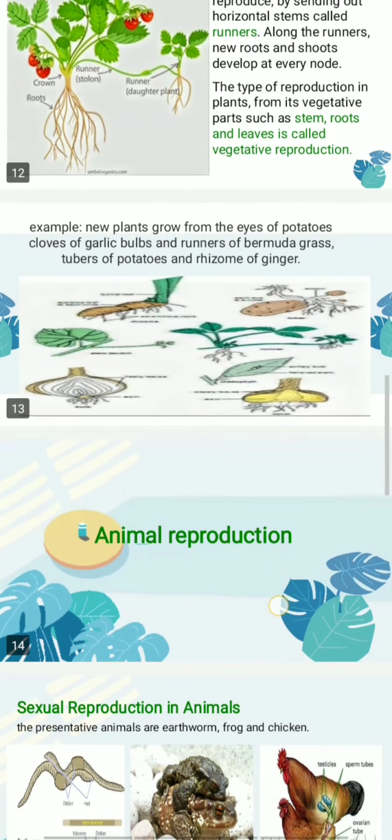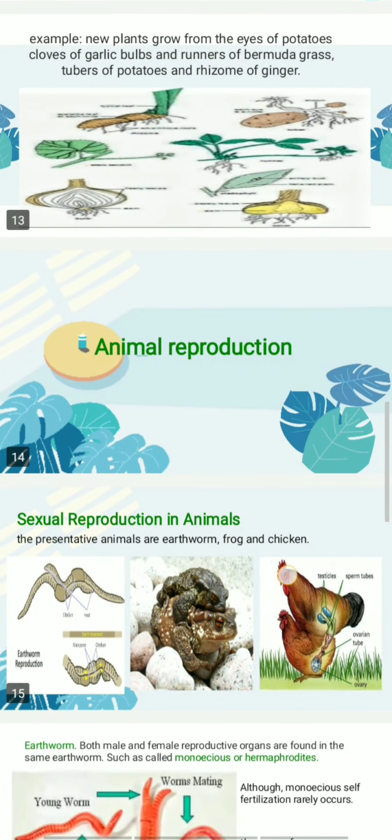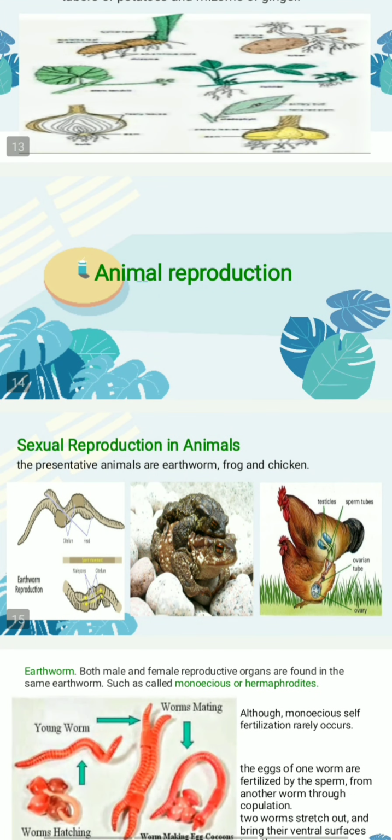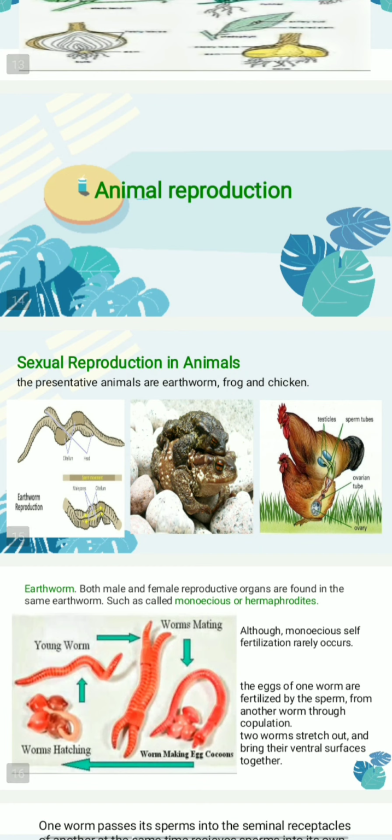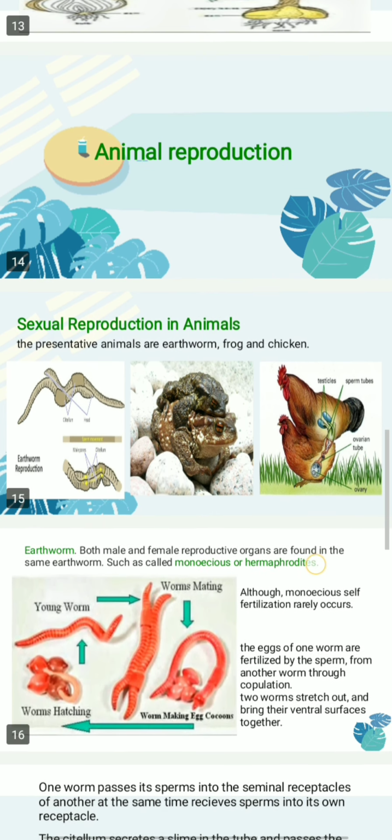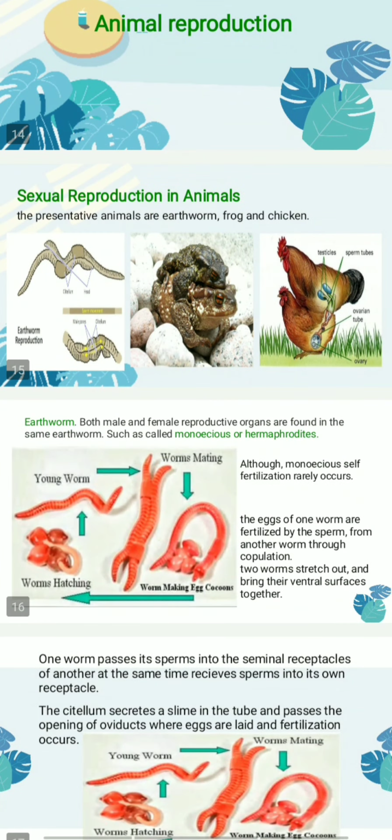The next is animal reproduction. Sexual reproduction in animals. The representative animals are earthworm, frog, and chicken. Earthworm. Both male and female reproductive organs are found in the same earthworm, so it is called monoecious or hermaphrodite. Although monoecious, self-fertilization rarely occurs.